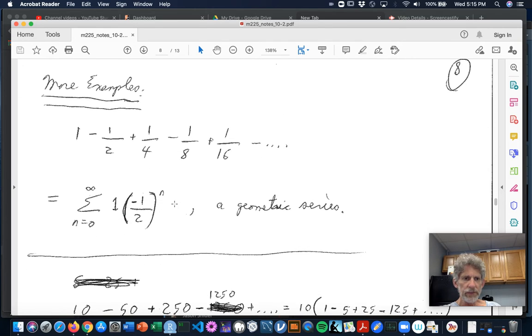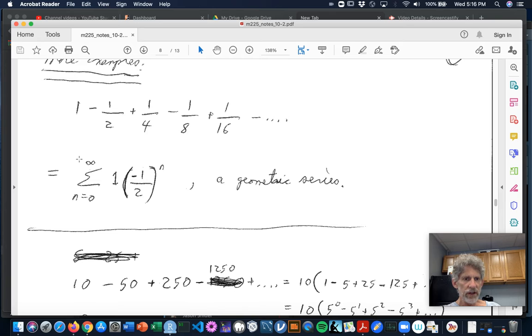So a few more examples. How about 1 minus a half plus a fourth minus an eighth plus a sixteenth minus, and so on forever? I suggest n goes from 0 to infinity of this. Just see if it works. When I put in n as 0, I'm just going to get a 1 out. When I put in n is 1, I'm going to get that minus half. When I put in n as 2, I get minus half times minus half, which is a 4th, and so on. It's really working. And so in the standard form, I just stick a 1 there for my c, and my ratio term is minus half. The r is minus half.